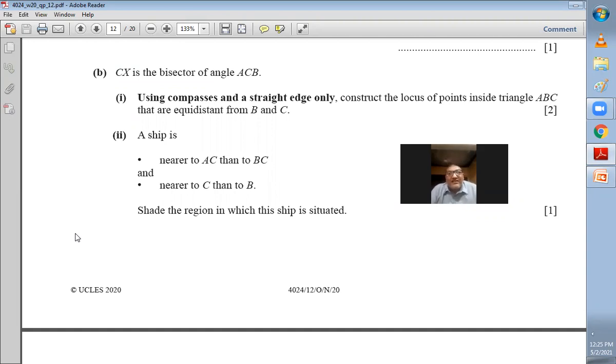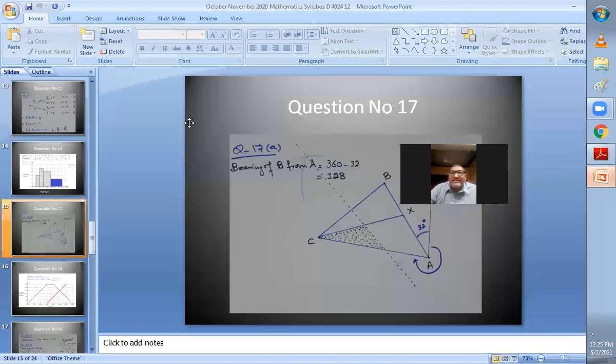The angle bisector, which was CX, you have to remain near AC, and nearer to C than to B. So the perpendicular bisector you draw of the BC line, you have to remain near C. So share the region in which the ship is situated. Let me show you, I have done this.